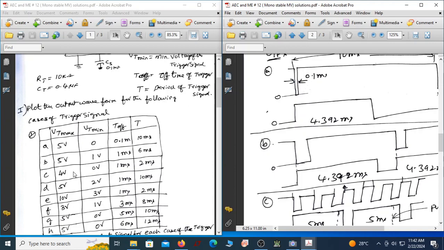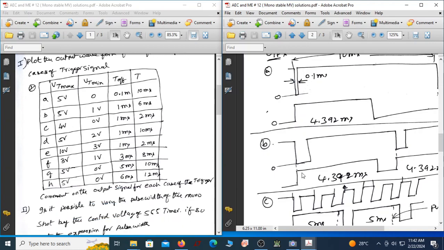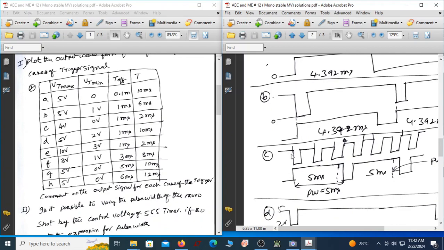Then see this, the trigger signal is now maximum 4 volt, this is 0 volt, and this is 1 millisecond, this is 2 millisecond. From here it is 2 millisecond, and this is again 1 more millisecond. Can you see this is almost 5 millisecond? So even though your pulse width ends here, the output is not coming down to 0 because your trigger signal is still low at the end of the pulse width.